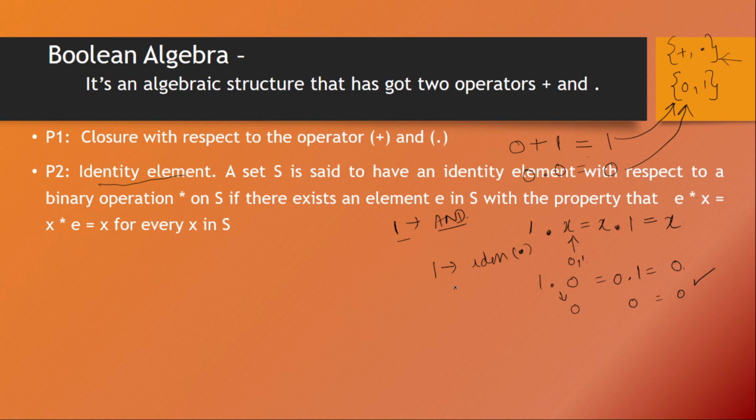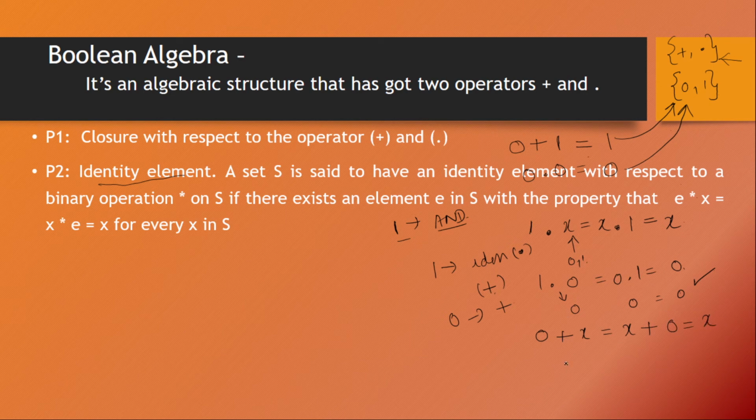Similarly, there is another identity element for the operation OR. So 0 is the identity element for the operation OR. If you want to check this, 0 is the identity element, the operation is OR. We can have any value for x, and 0 or x should be equal to x, and x or 0 should be equal to x.